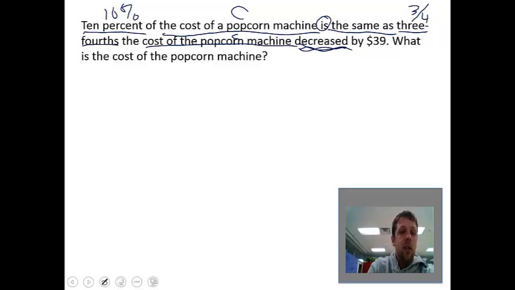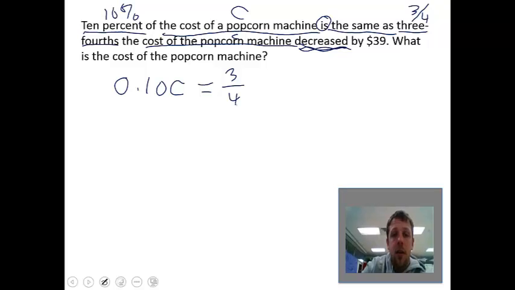Alright? So let's construct our sentence. We got 0.10 and then the cost of the popcorn machine, so I multiply 0.10 times c. Oh, they said is, so it has to be the same thing as 3/4 the cost of the popcorn machine decreased by $39. So it looks like I have a fraction. Now, I noticed that 3/4 is not a decimal, but you're more than welcome to change it into a decimal. The only time you should leave it as a fraction is if it's a repetend. So if it's like 1/3, 3/9, 1/6, leave them as a fraction. You never want to deal with repetends. You want to leave them as fractions.